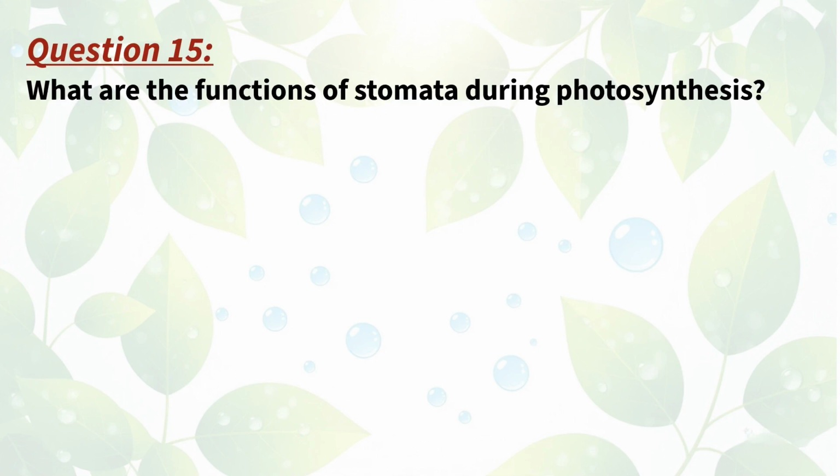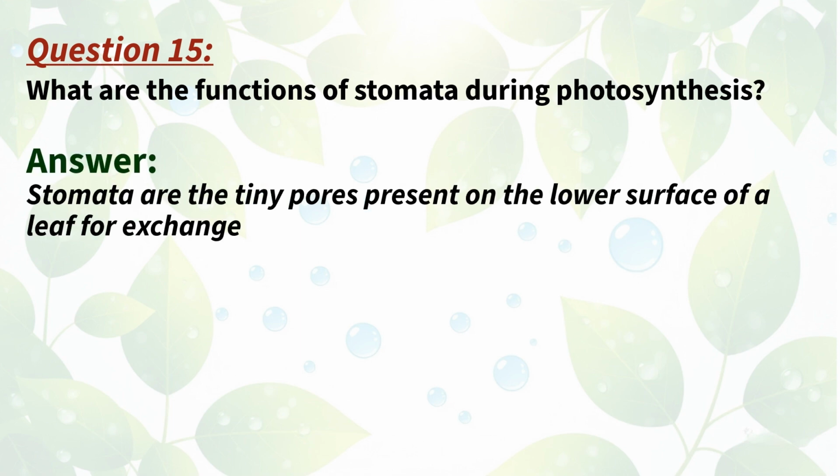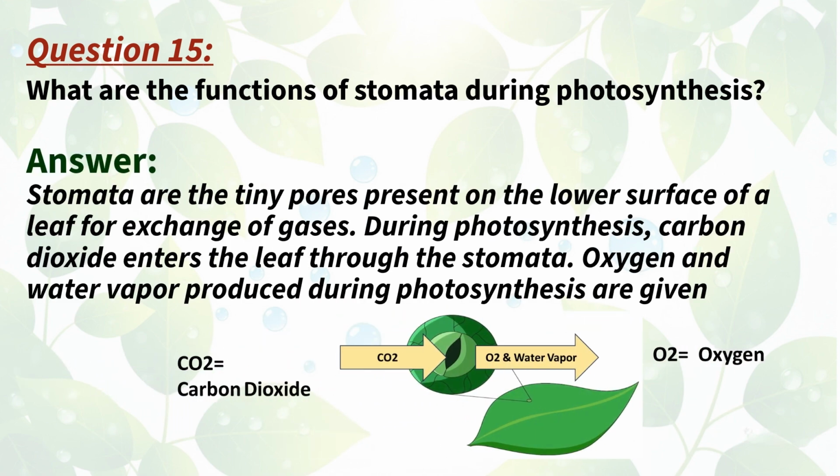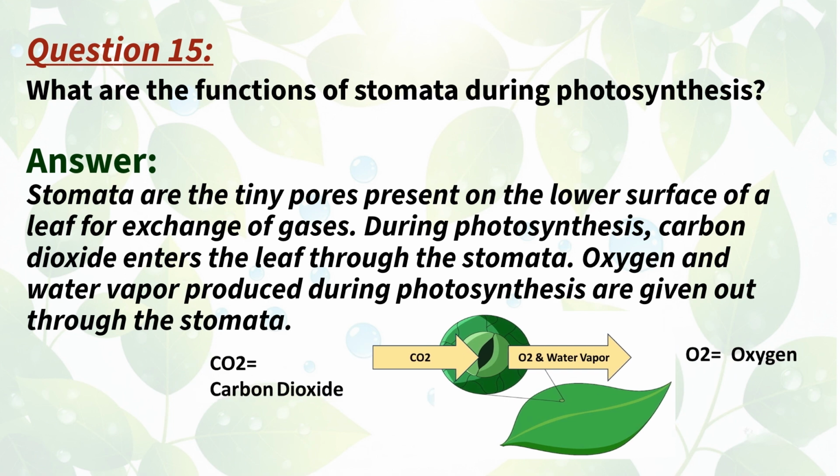Question 15. What are the functions of stomata during photosynthesis? Answer. Stomata are the tiny pores present on the lower surface of a leaf for exchange of gases. During photosynthesis, carbon dioxide enters the leaf through the stomata. Oxygen and water vapor produced during photosynthesis are given out through the stomata.